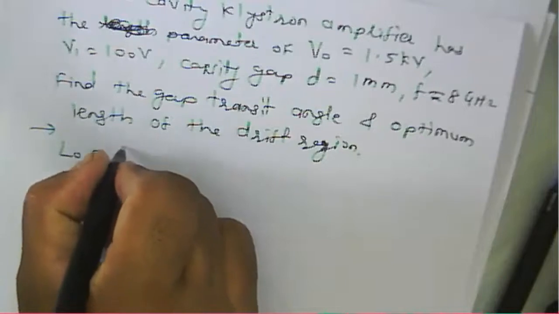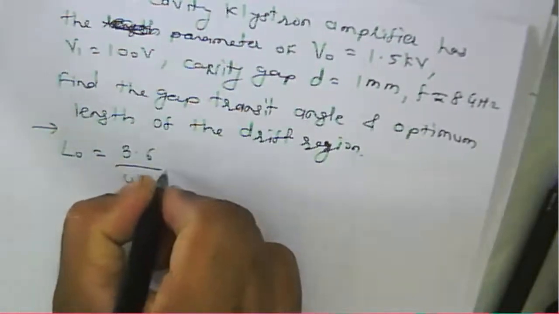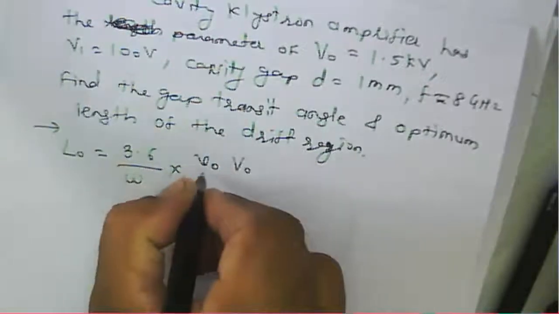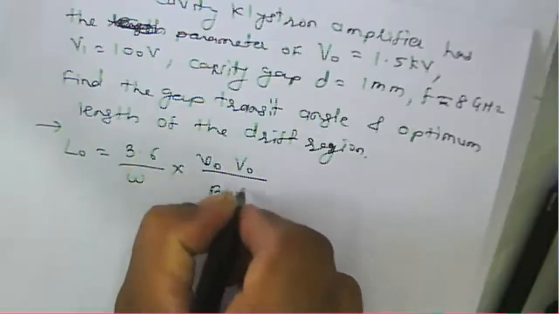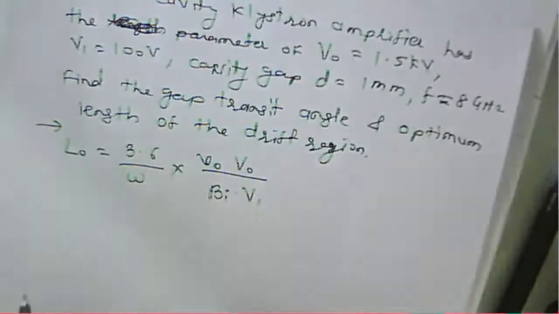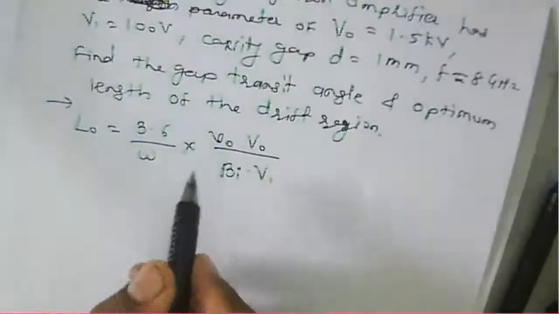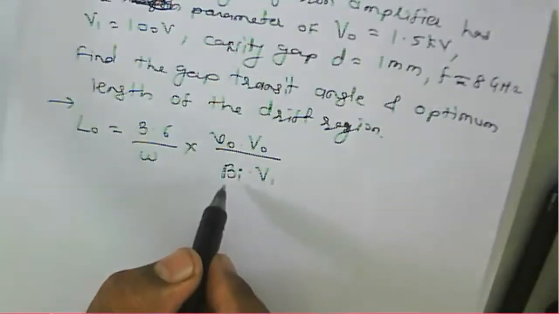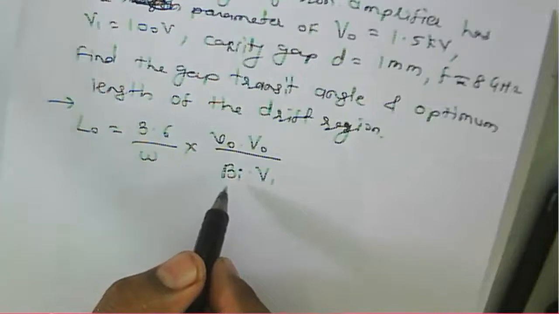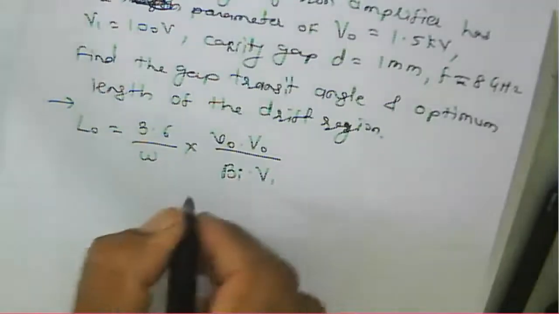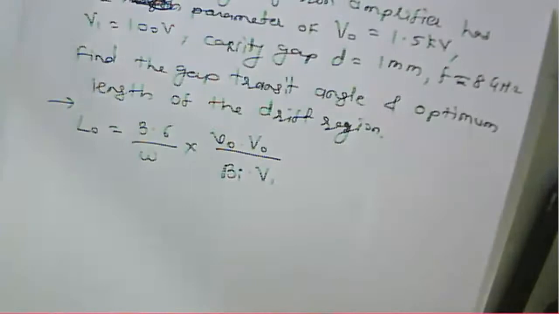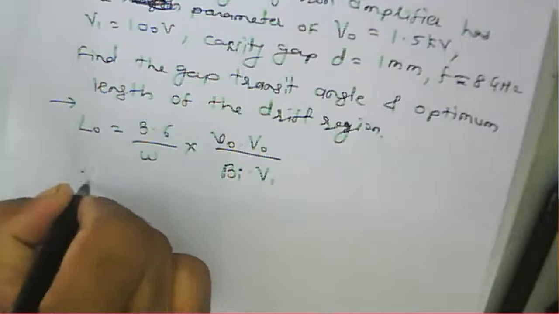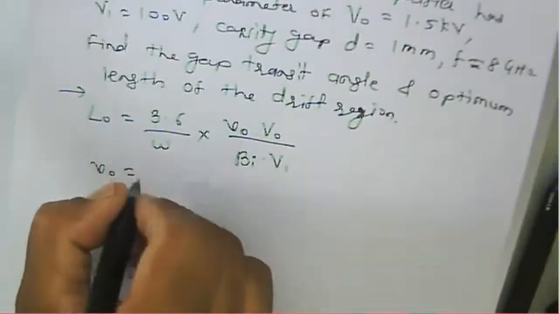L optimum is equal to 3.6 pi into capital V0 divided by beta I into V1. So our aim is to find the electron velocity, beta I, V0, then beta I. For that purpose, we need to find the tau, and then beta I. So first, we obtain the electron velocity.